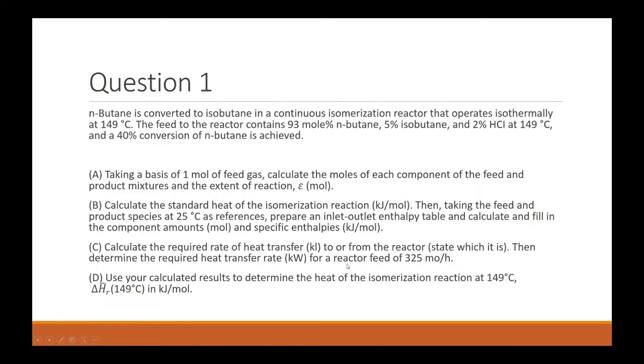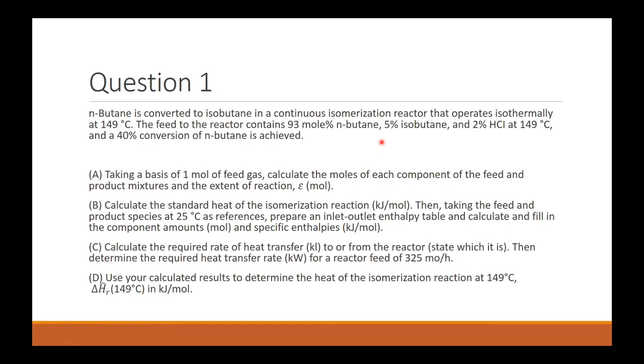For question 1, n-butane is converted to isobutane in a continuous isomerization reactor that operates isothermally at 149 degrees Celsius. The feed to the reactor contains 93 mole percent of n-butane, 5% of isobutane and 2% of hydrochloric acid at 149 degrees Celsius, and a 40% conversion of n-butane is achieved. So you have 4 parts here.